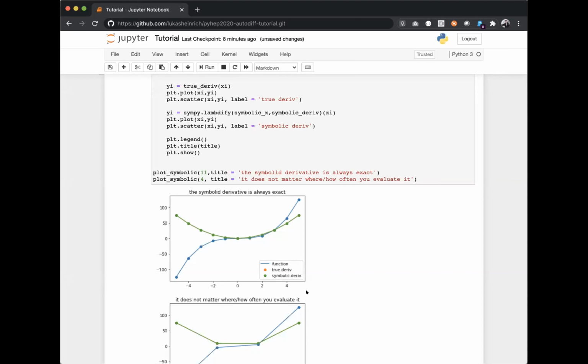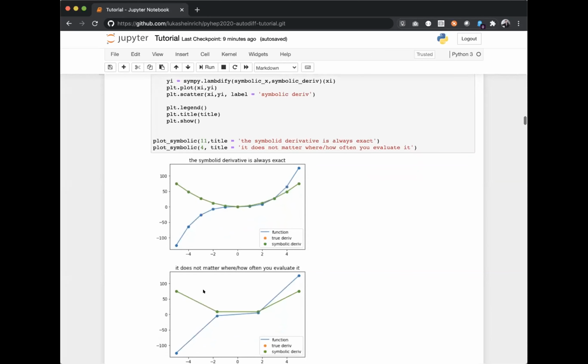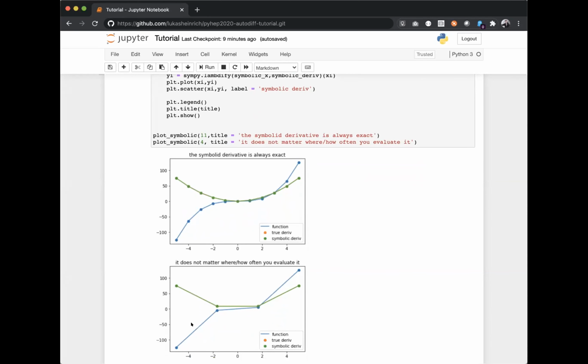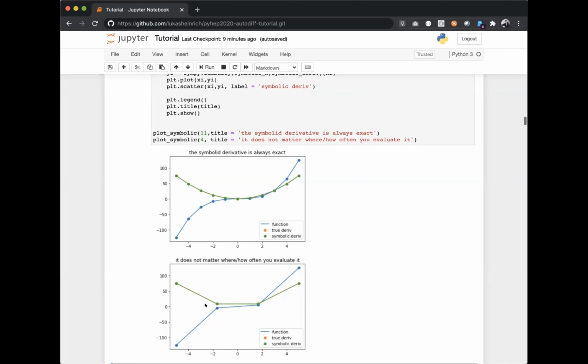The reason is that the computer algebra system applied the differentiation rules correctly and just came up with the exact real function. That's basically correct, the true derivative up to machine precision. And it doesn't really matter how much you evaluate or where you evaluate it. It's just always 100% correct. So even if you go to a super coarse grid, the function will not look nice, but the gradient values will be exactly right. Okay, so that's symbolic derivatives.